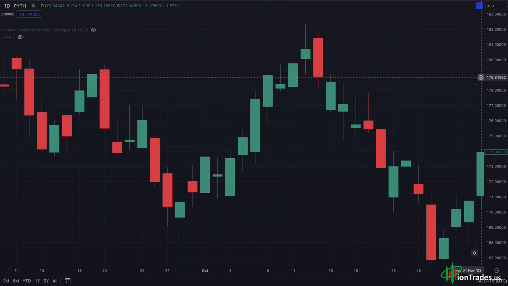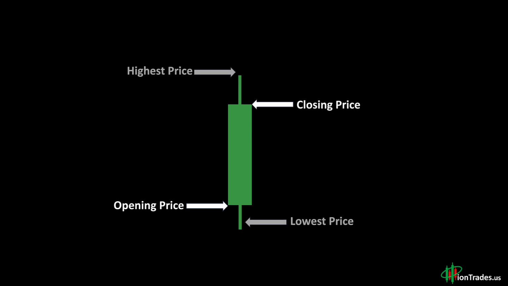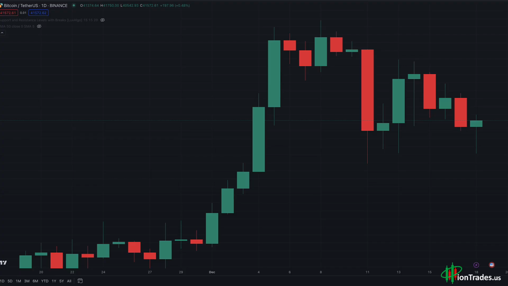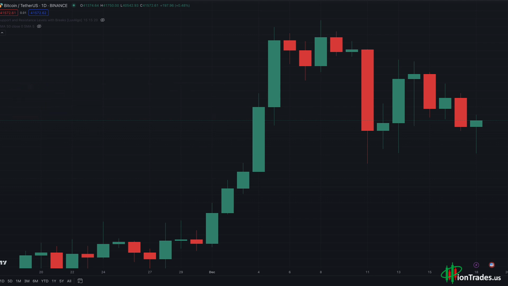Now, let's break down a candlestick. Each candlestick has three main parts: the real body, the upper wick or shadow, and the lower wick or shadow. The real body represents the opening and closing prices, while the shadows show the highest and lowest prices reached during that time. Now, let's focus on the real body of a candlestick. It's a key element that reveals a lot about the dynamics between buyers and sellers during a specific time frame.